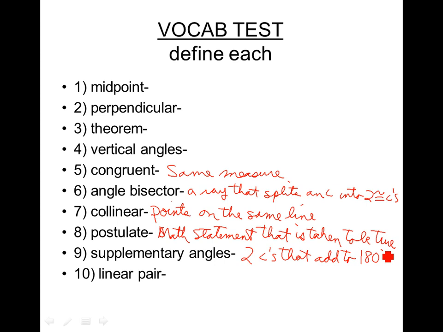Linear pair, what's a linear pair? Two adjacent angles that are supplementary. Two angles that are adjacent and whose non-common sides are opposite rays. Alright, so that's the actual definition, right? And I told you an easier definition before the test, what was it? Two angles that together make a line.